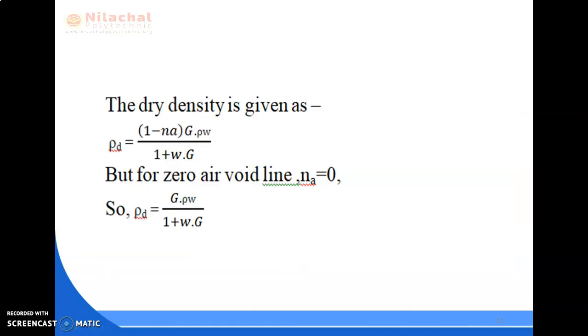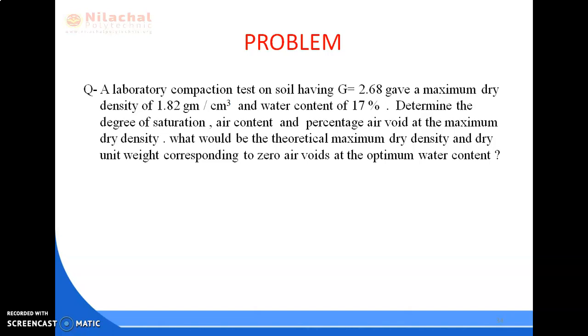Then this is the formula to calculate the dry density: rho d equals (1 minus Na) G W by 1 plus W G. But for the zero air void line, we know Na equals 0. So rho d equals G W by 1 plus W G. This is the formula you have to remember to solve some problems.